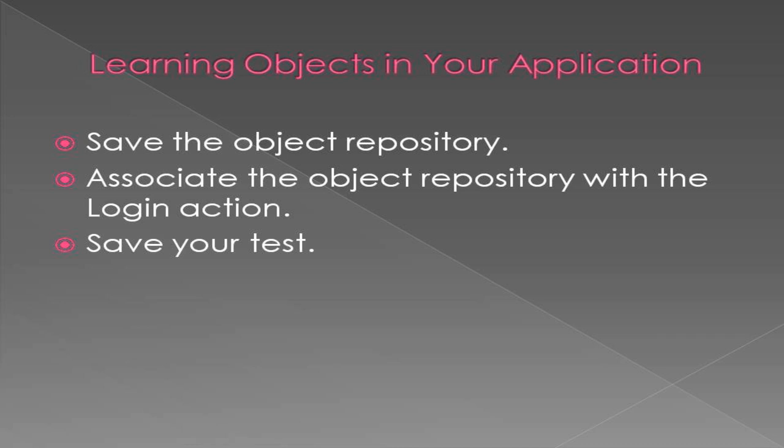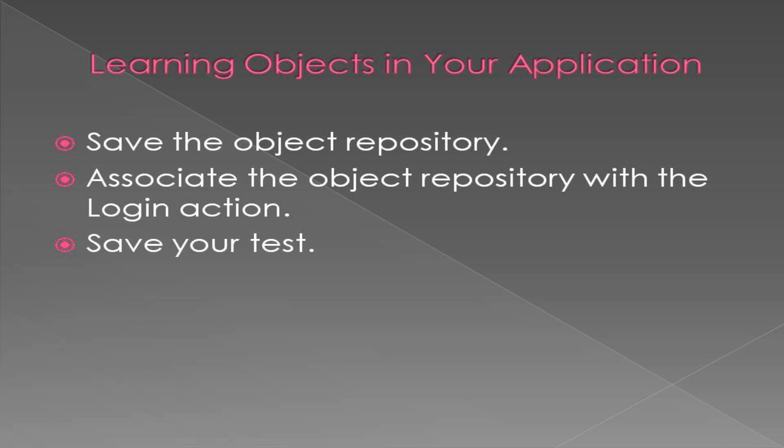The Save Shared Object Repository dialog box opens. Browse to the location in which you want to save your object repositories, create a folder named Tutorial Object Repositories, and double-click it. In the File Name box, enter Mercury's login TSR, and click Save.